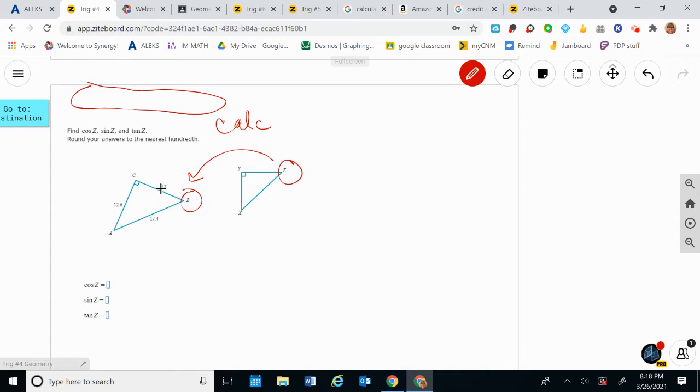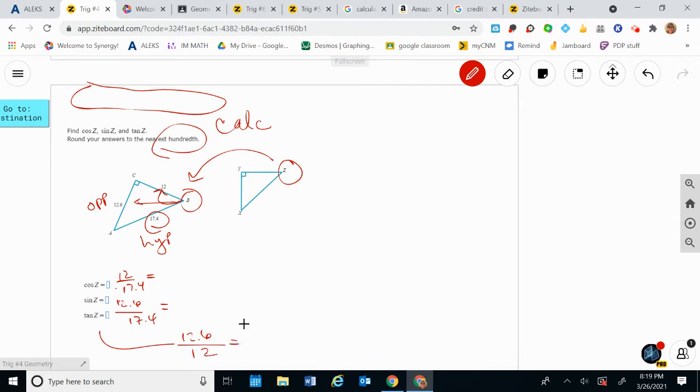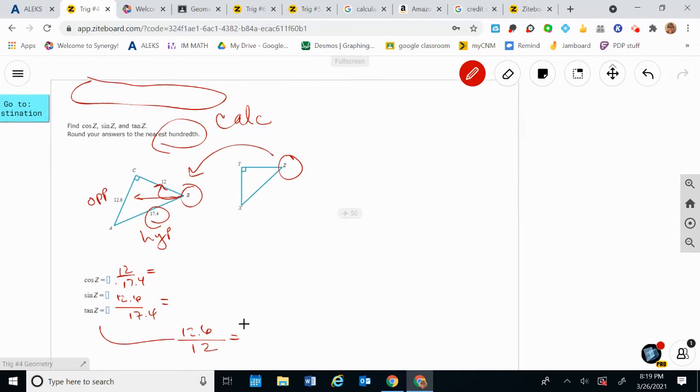Cosine is equal to adjacent over hypotenuse. Just identify your hypotenuse and opposite. So cosine is 12 over 17.4, and you put that in the calculator and round to the nearest hundredth. Sine of z is going to be opposite over hypotenuse, 12.6 over 17.4. Sorry, I ran out of room. And the tangent is equal to opposite over adjacent, 12.6 over 12. Plug them into the calculator, round to the nearest hundredth. I have a feeling this one's going to be pretty easy for you.